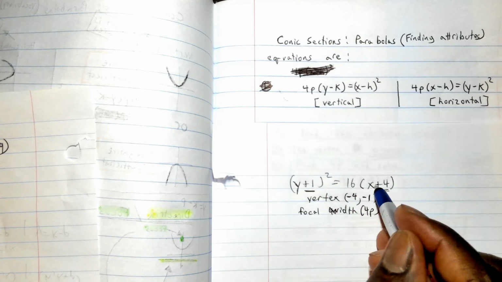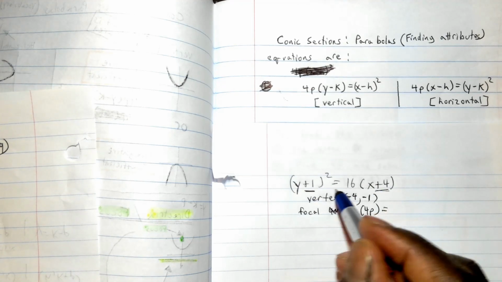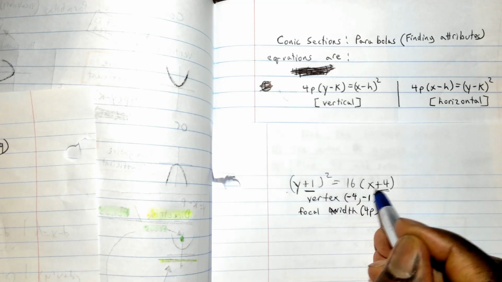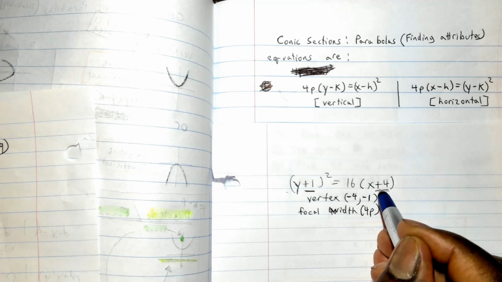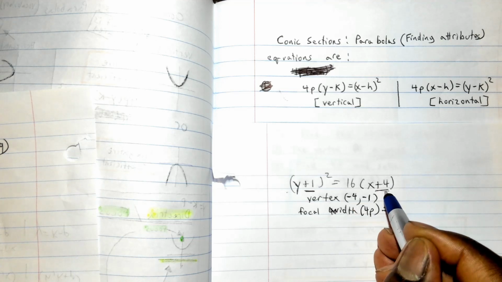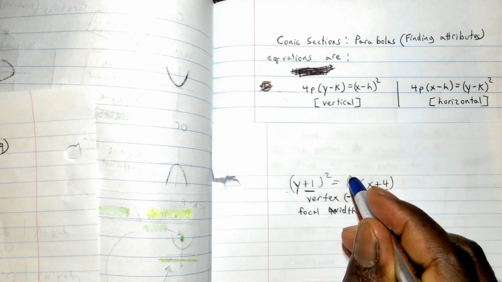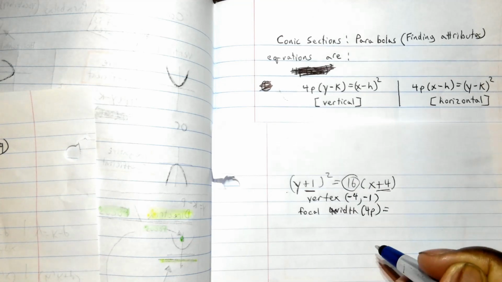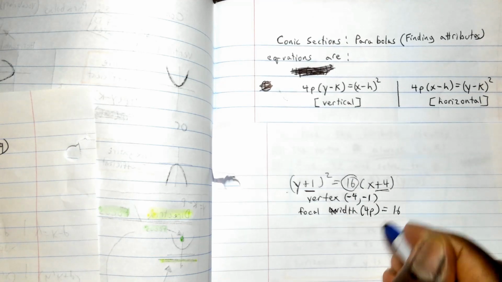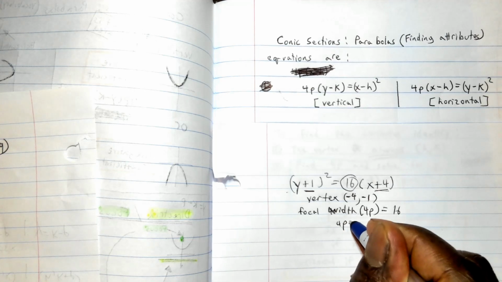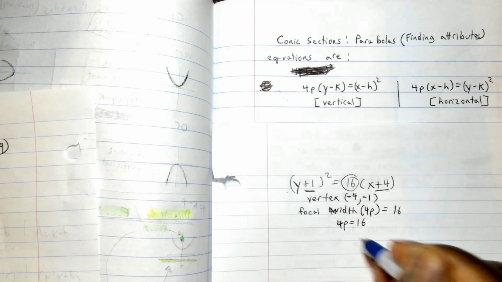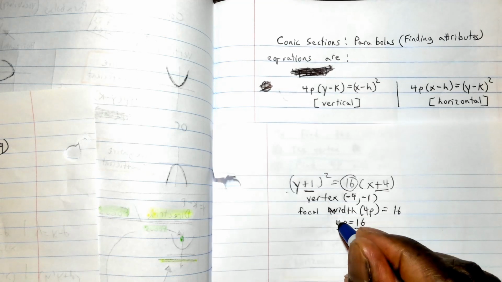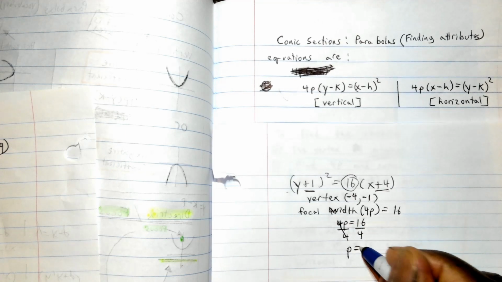So we're going to look at the part of the equation that is not squared. So this side is squared. This side is not squared. So we're looking over here on the right side for the part that is unsquared. And we're going to look at the number in front. So 16 is the number in front. So our focal width is 16. We want to solve this by dividing both sides by 4. So we end up with that p is 4.